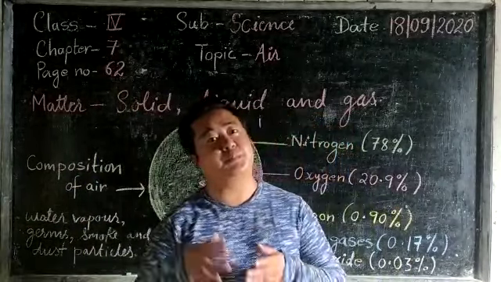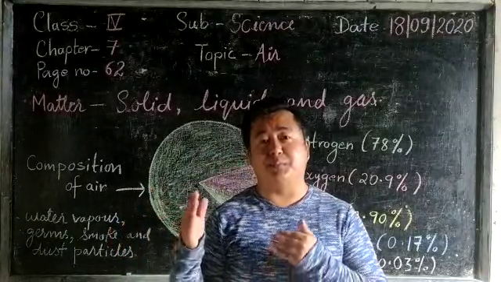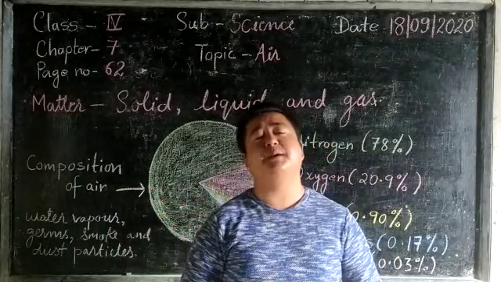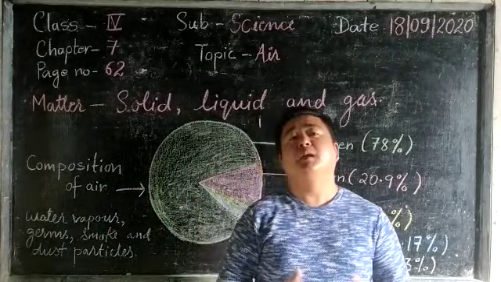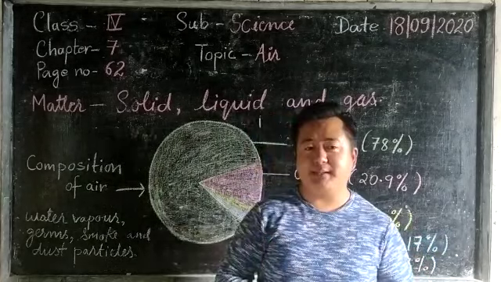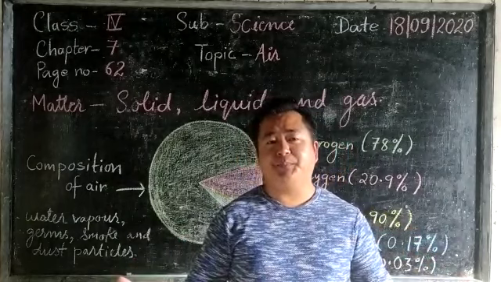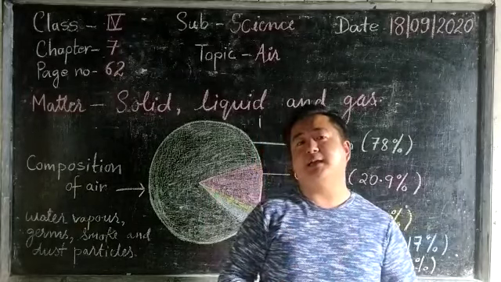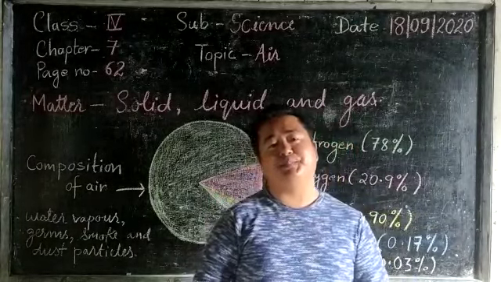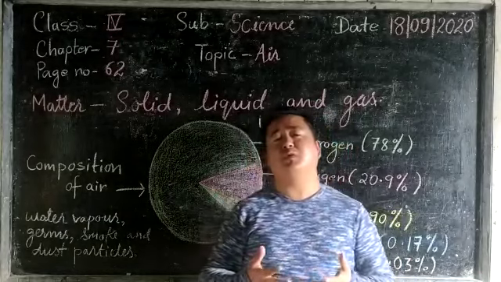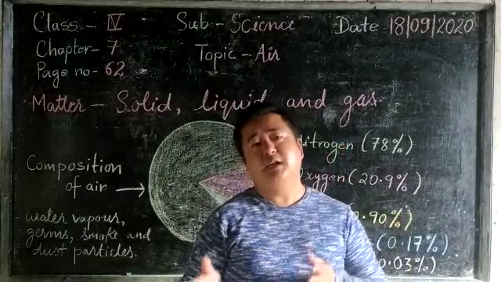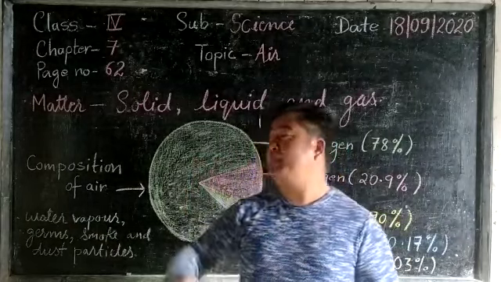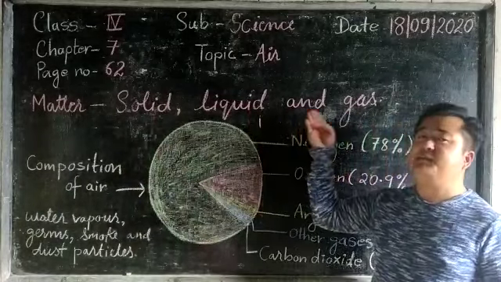As you have learned in the previous class about matter, you are very familiar with the term matter. So what do you mean by matter? Yes, matter is anything that occupies space and has mass. Anything in our surrounding that occupies space and has mass is known as matter. And considering the properties of the substance, it is mainly categorized into three types. They are solid, liquid and gas.